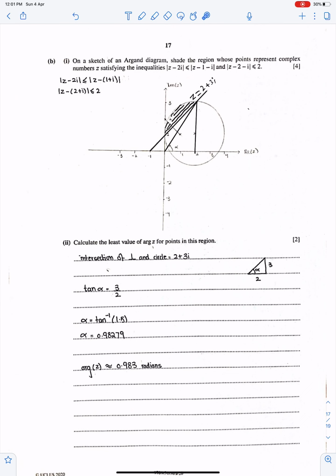Next part. If you take minus common from these two terms, then this will be the inequality for the bisector. Make sure you must have brackets here. This is not the inequality of the bisector because we don't have brackets here and here. So this must be in brackets and this must be in brackets, and we must have a negative sign here and here. So this is the inequality of the bisector, and you need to shade this side, the side of 2i.